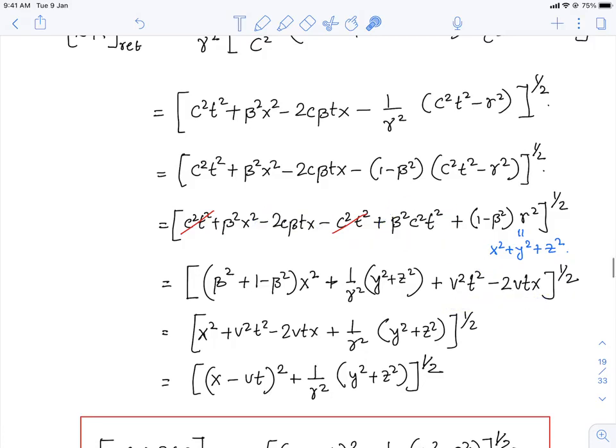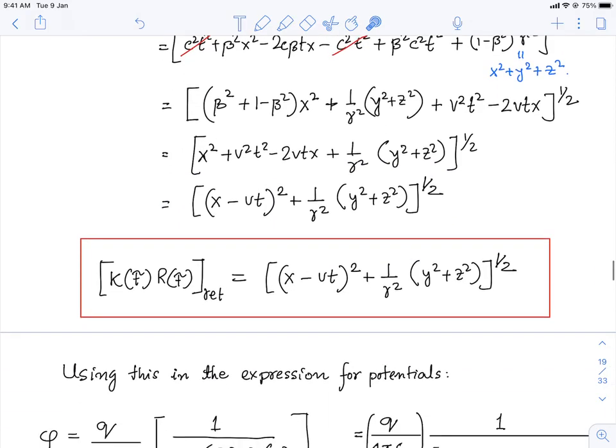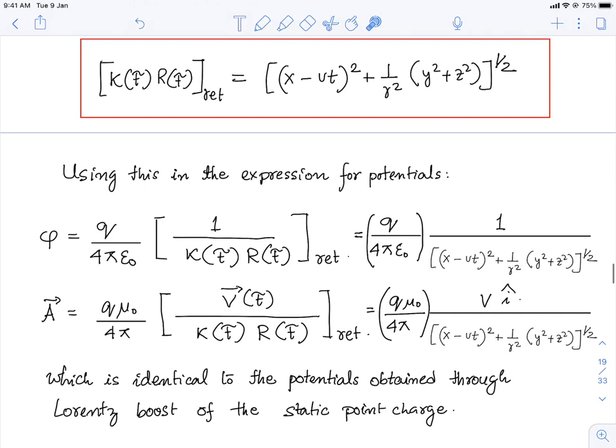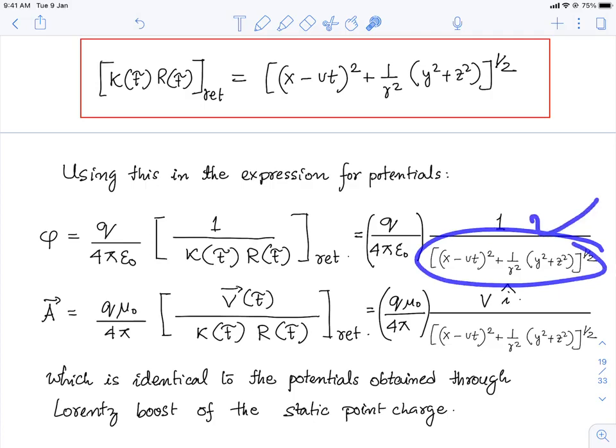Now, if you notice, there's an x squared plus v squared t squared from here. Beta square is v by c, so this is v squared t squared. And then there's a minus 2vtx. So this combination is nothing but x minus vt, the whole thing squared. So this denominator now has exactly the same form as we had in the denominator when we did the transformations. Therefore, I can write phi as this object, retarded. Once we solve the retarded condition, this is exactly the same denominator as we had.